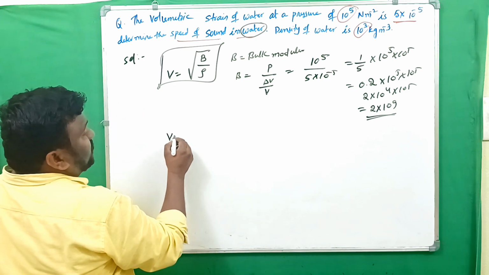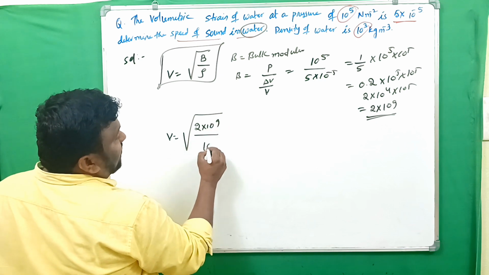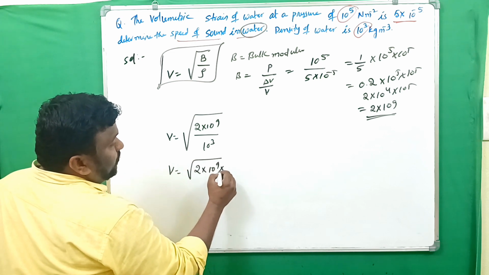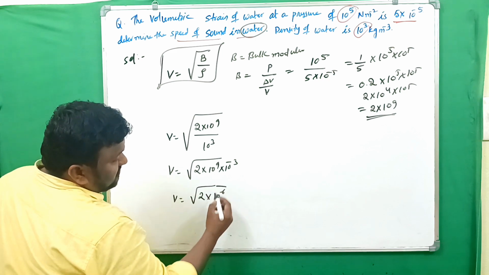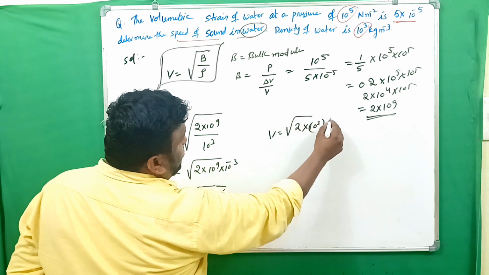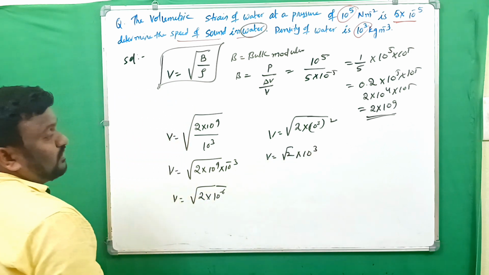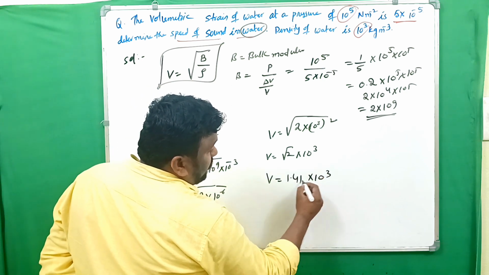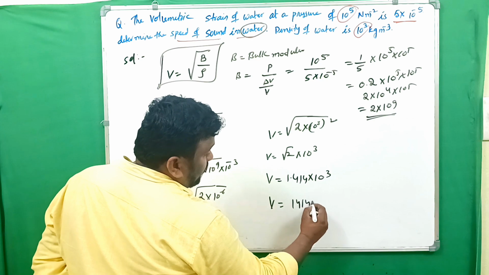Now substitute: V equals under root of 2 into 10 to the power of 9 by rho. The value of rho is 10 cube, as was given. Then V equals under root of 2 into 10 to the power of 9 into 10 to the power of minus 3. Then V equals root 2 into 10 to the power of 6, which is root of 2 into 10 cube all squared. So V equals root 2 into 10 cube. Clear? Then V equals 1.414 into 10 cube, so V equals 1414 meter per second.